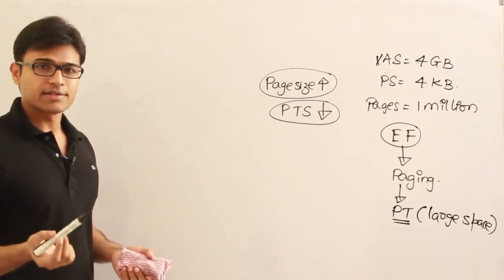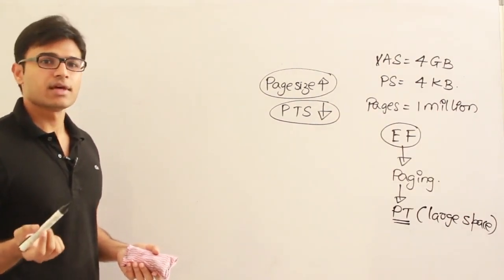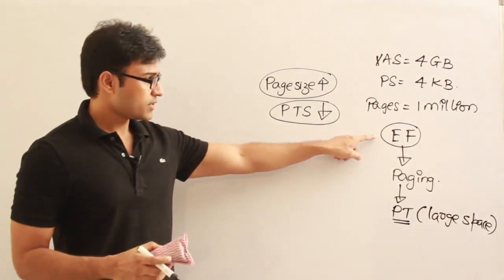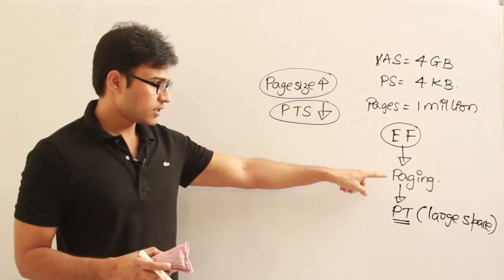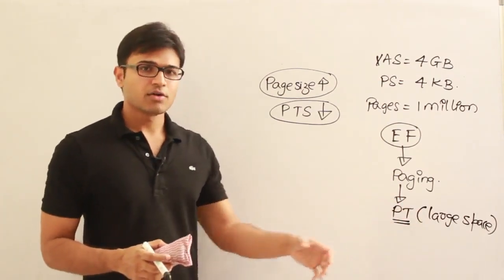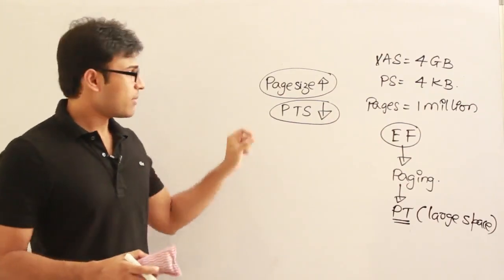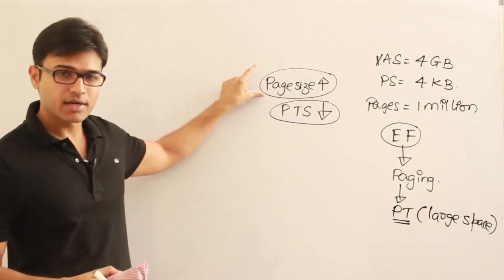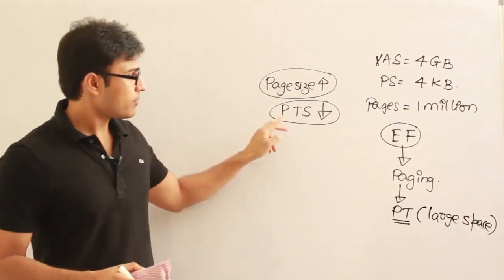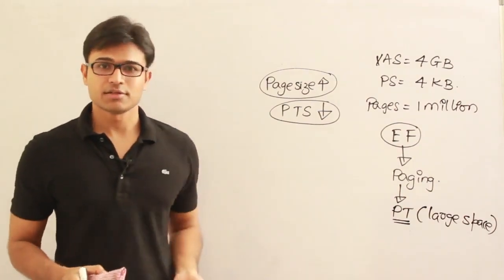I told you, on average every process is going to waste half of the page size for internal fragmentation, right? Initially external fragmentation was there. In order to solve it, paging was introduced. Because of paging we got page tables, and page tables were very large. Now in order to decrease the size of the page table, you might try to increase the size of the page. If you increase the size of the page, then the number of pages will decrease, and therefore page table size will decrease, but that will introduce internal fragmentation, right?